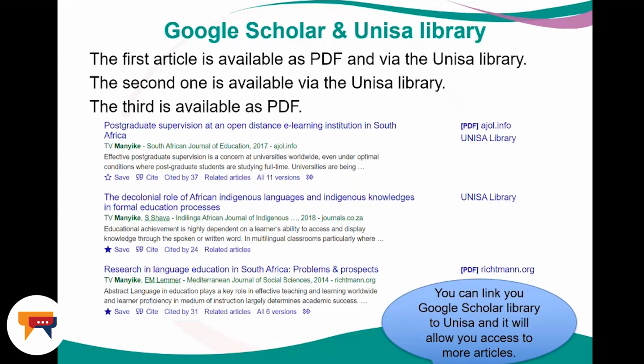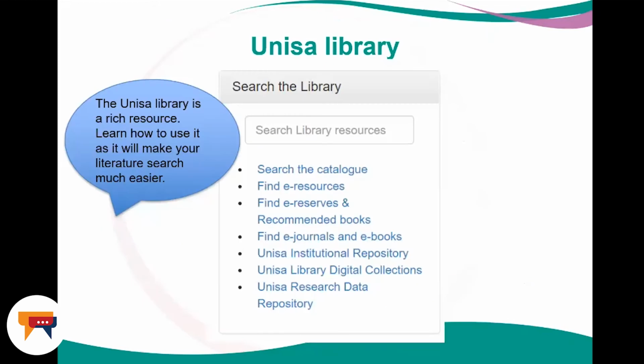So if you look at the first one, it's available. This is on the right-hand side. It's available as a PDF and through the UNISA library, which is very, very nice. But the second one is not available as a PDF. It's only available through the UNISA library. So if you click on that, it will take you to the UNISA library page where you will log in. The third one is not available via the UNISA library, but it's available on a PDF. So my advice is that you link your Google page to your UNISA library, because it will allow you access to a lot more articles.